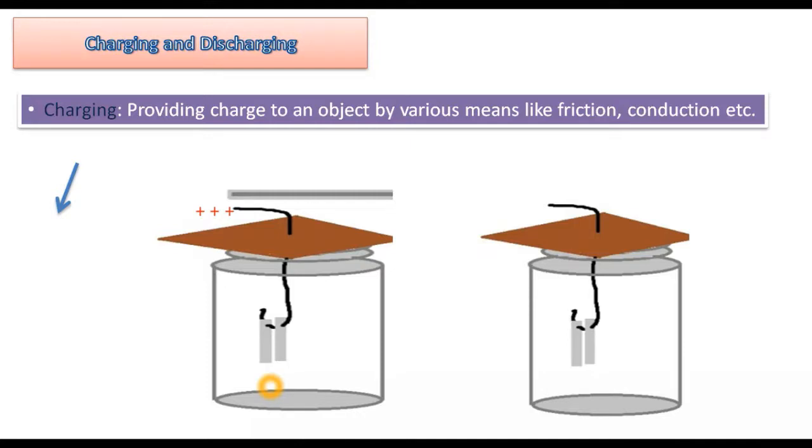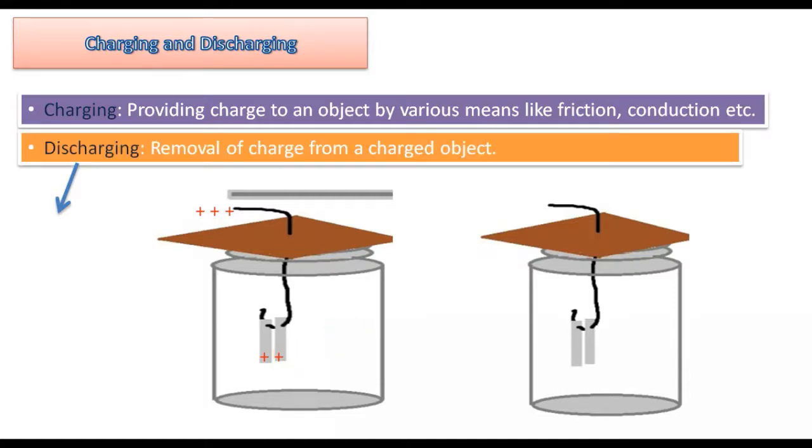Now, what is discharging? See, right now, these aluminum foils have the same additional charges. That means if the object is positively charged, these aluminum foils will also be positively charged, right? In this case, the material is positively charged, so that is why these foils also have positive charge. Discharging is the process in which we take away the extra positive charge from these aluminum strips. It is the removal of charge from a charged object.